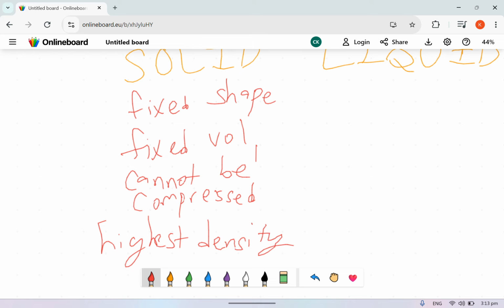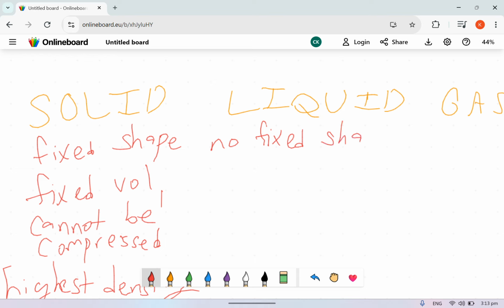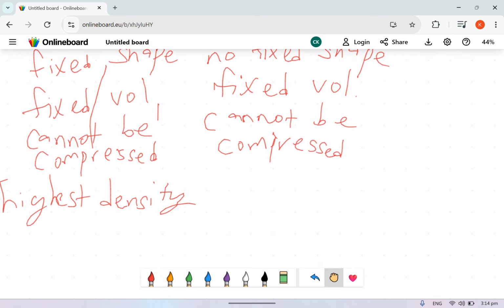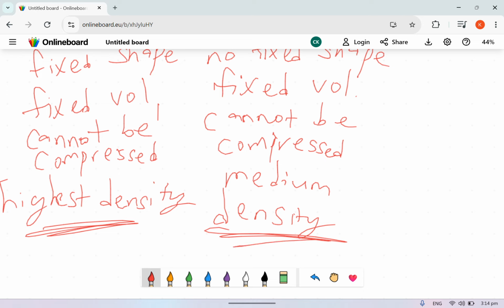Okay, so liquid has no fixed shape because think about it. If you put a liquid from this jar to another jar with a different shape, it will just take the shape of the jar, but it will not change its volume, and therefore they also cannot be compressed. Okay, it's sort of like a medium density. Solid is highest, this is medium.